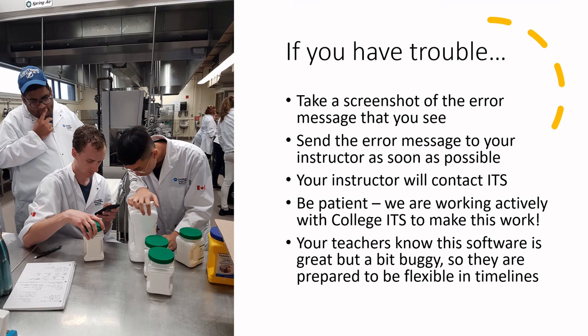Last but not least, if you have any trouble, take a screenshot of your error message. And so if you know how to do a print screen and save, that's the best way to do it. If you can't do that, use your smartphone and photograph the error message that you're seeing, and then send that error message by email to your instructor as soon as possible. Your instructor will contact ITS to get the solution fixed.